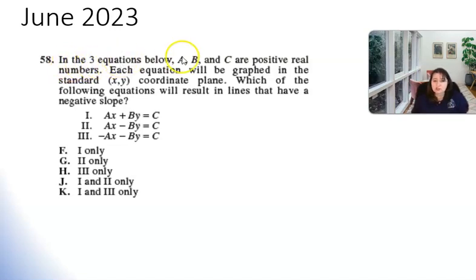In the three equations below, A, B, and C are positive real numbers. Each equation will be graphed in the standard coordinate plane. Which of the following will result in a negative slope? Remember, if you think about your slope form, y equals mx plus b, the coefficient in front of x needs to be negative. And I want to make sure we realize that when it moves from one side of the equation to the other, it's going to change signs.